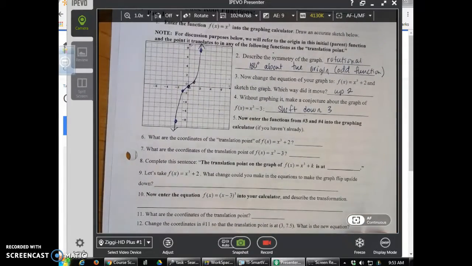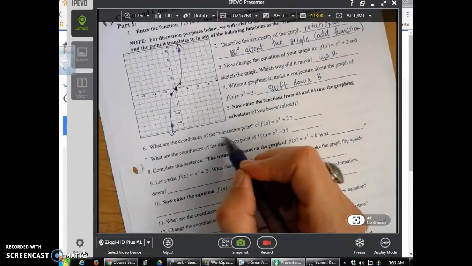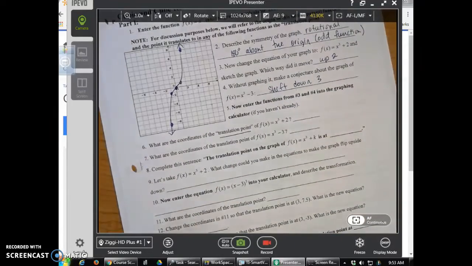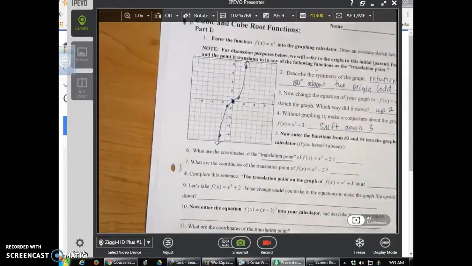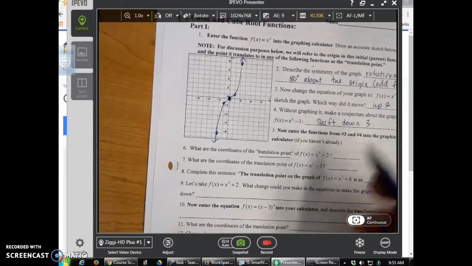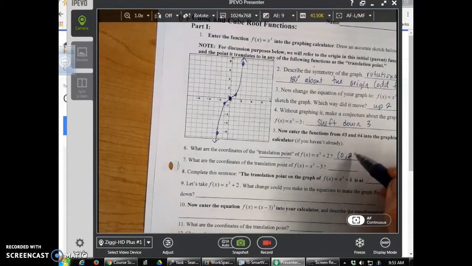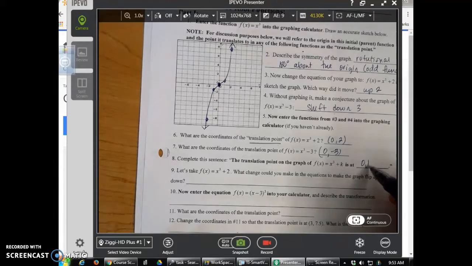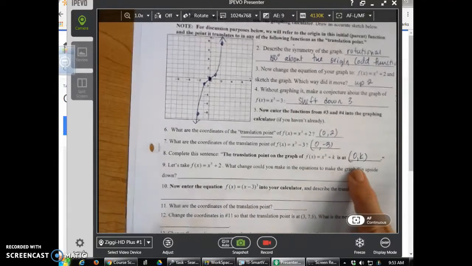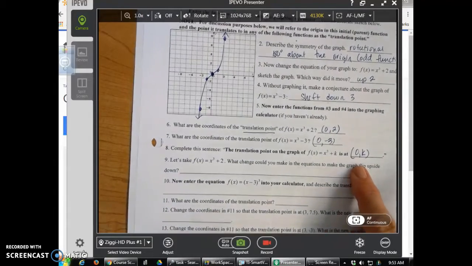Okay, so we're going to start to talk about something today called a translation point. And it's basically where your starting point or your origin is being moved to. So this is going to move up by 2, so it's going to be 0, 2 instead of 0, 0. This will be 0, negative 3. Okay, complete this sentence. The translation point on the graph of x cubed plus k is going to be at 0, k. This is just a general way of thinking about it.